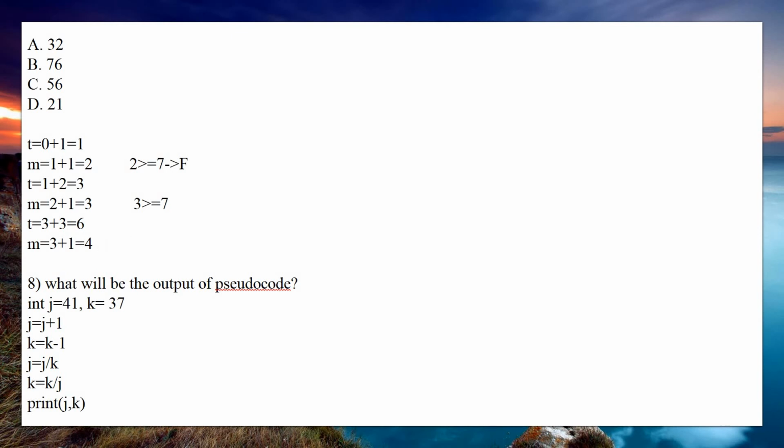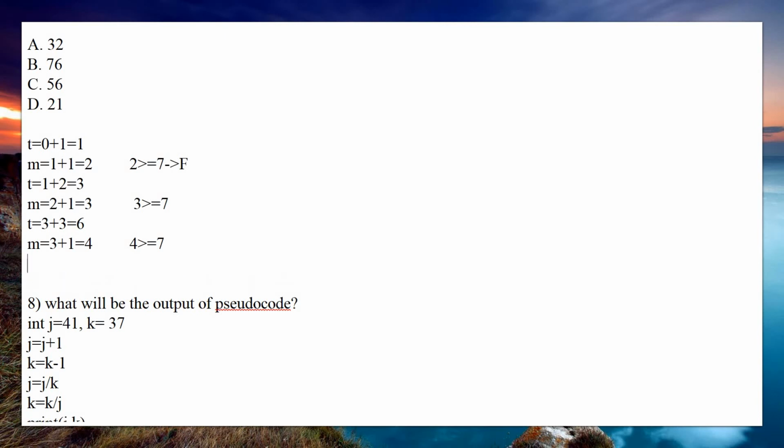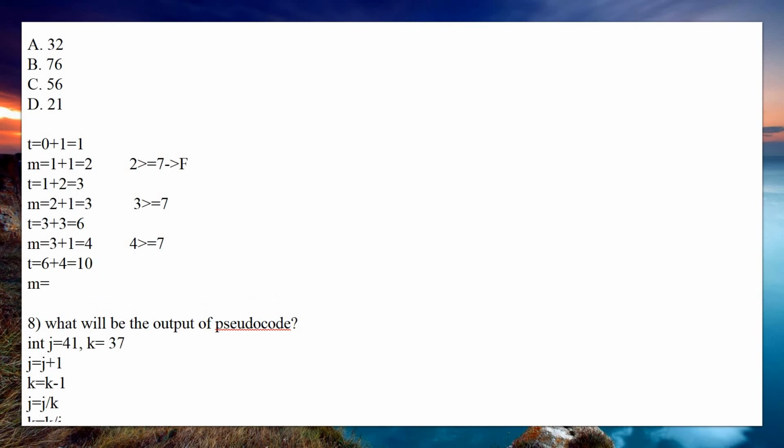So again you are going to check whether 4 is greater than or equal to 7. Condition becomes false. Again t is equal to t plus m, so it will be 6 plus 4, which is 10. So the value of t is 10. Then m is equal to m plus 1, which is 4 plus 1, so it will be 5.